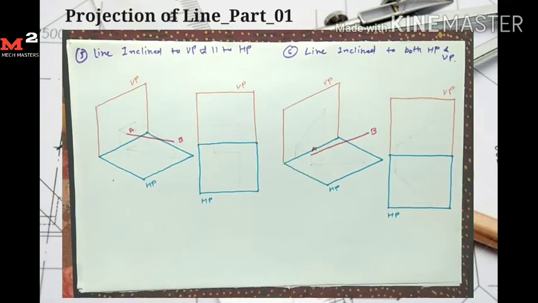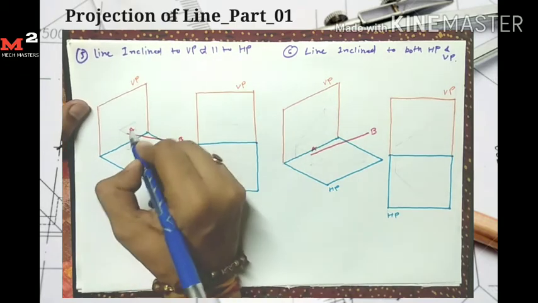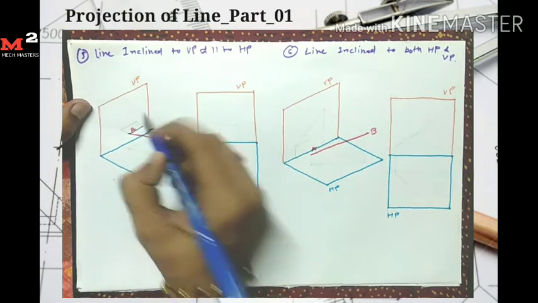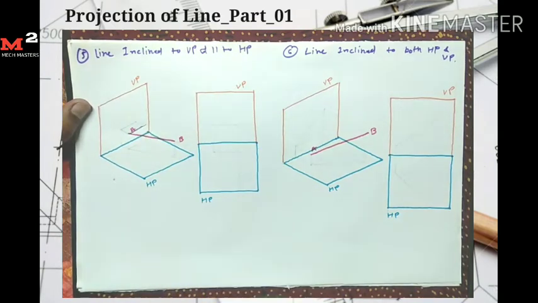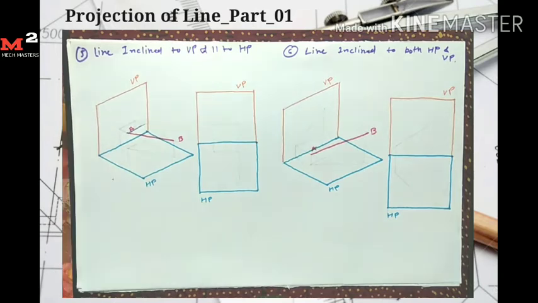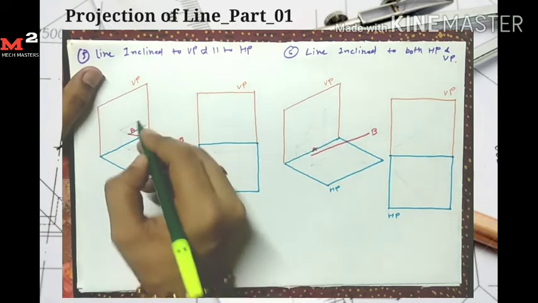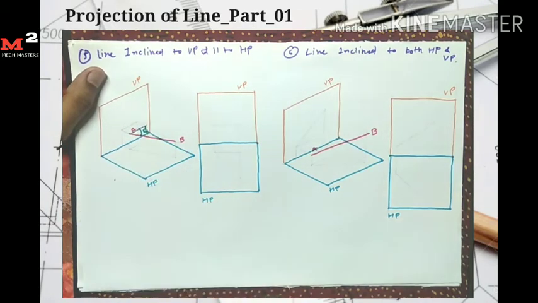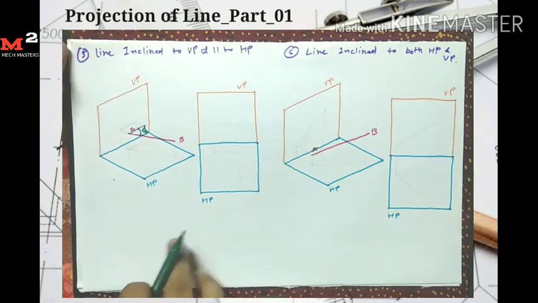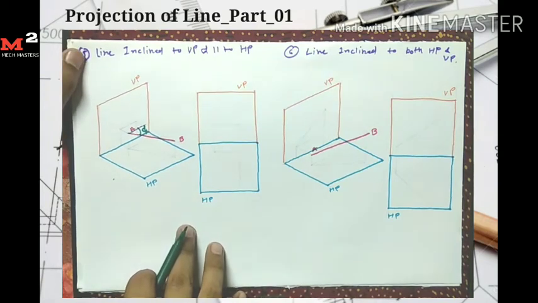Let's see another case. In this fifth case, the line is inclined to VP and parallel to HP. So here the line makes an angle here. When the line makes an angle with VP, it is represented by phi. So here the line makes an angle phi with the vertical plane and is parallel to the horizontal plane.